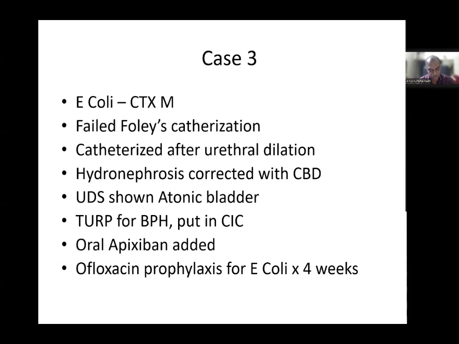He underwent a TURP later on, and he had intermittent CIC for some time. And then he was put on oral antibiotics and ofloxacin prophylaxis for 4 weeks as well. He continued to go on for another couple of years.